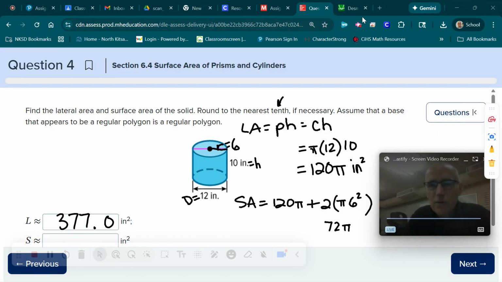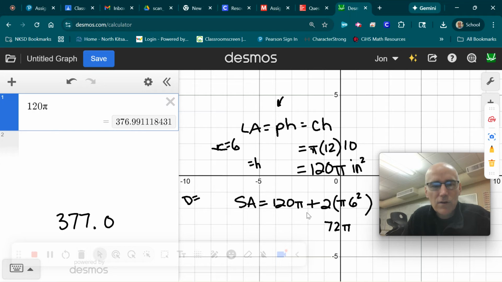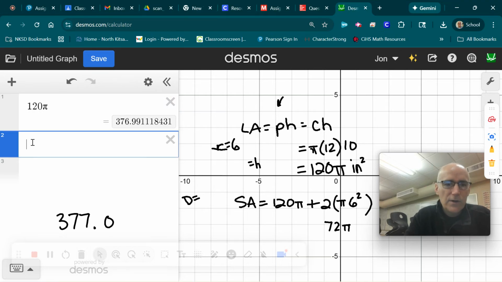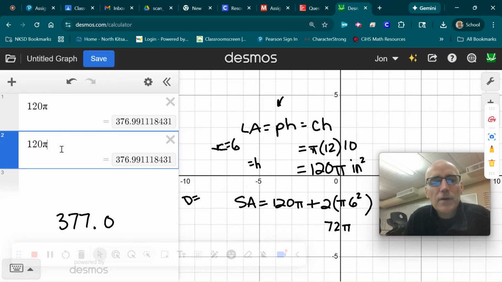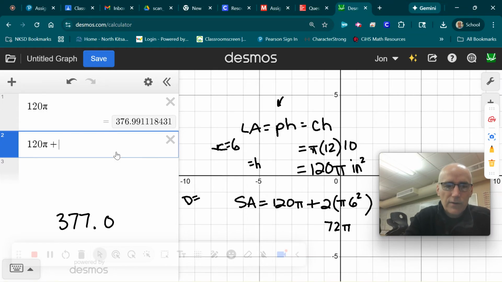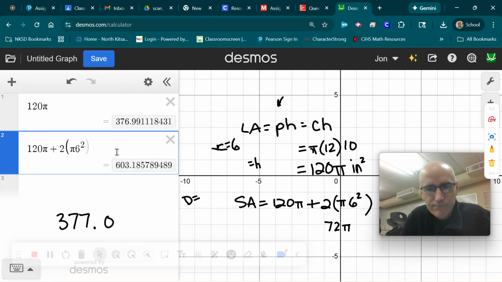You just do this on Desmos. I love how it stays on the screen, so I don't have to remember what it is. I go 120 pi again. You might say, well, it's right up above. Then I could copy and paste it down there. I want it to be as accurate as possible. And then I go plus 2, open parenthesis, pi 6 squared. Try that on your iPhone. I know some of you are big iPhone calculator fans. I'm a big Desmos fan, because you can just type it in exactly as you see it. Boom, there it is.